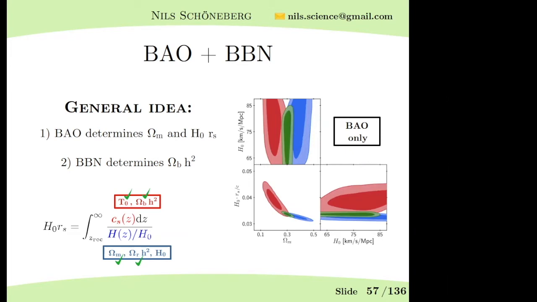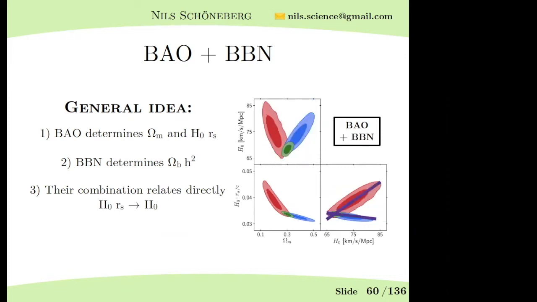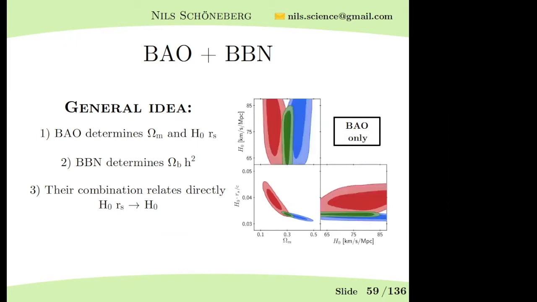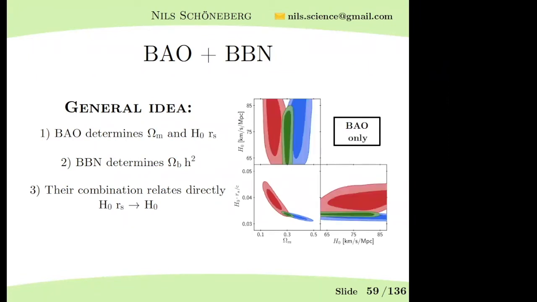And now with BBN, we get this omega b h squared, meaning that we will be able to measure H naught. Okay, because we now have a one-to-one relation between H naught RS and H naught. So on the right-hand side, now you can see, this is the difference. So the difference is really, you can see it almost directly in this H naught RS and H naught space on the bottom right. This is where I want you to focus.